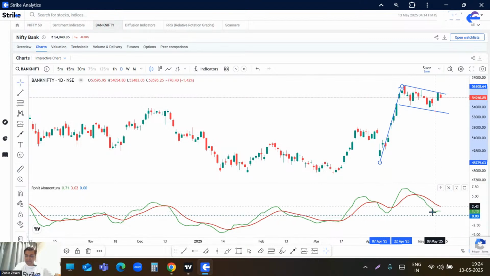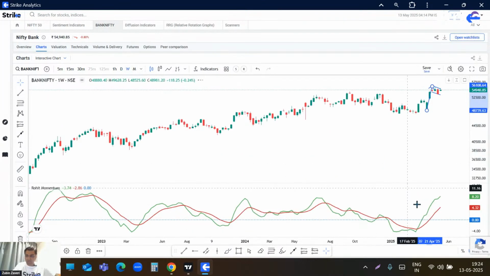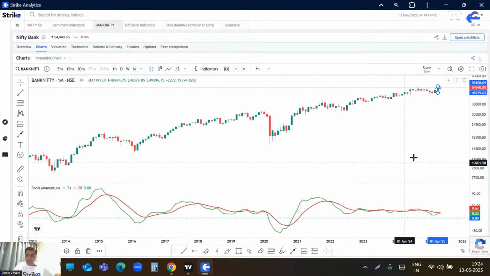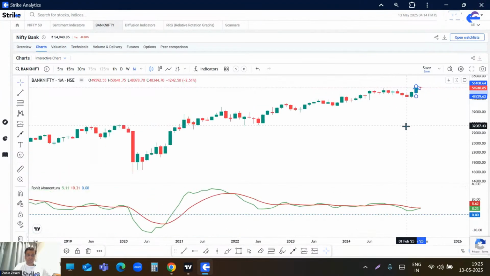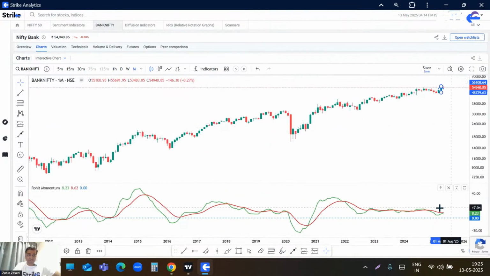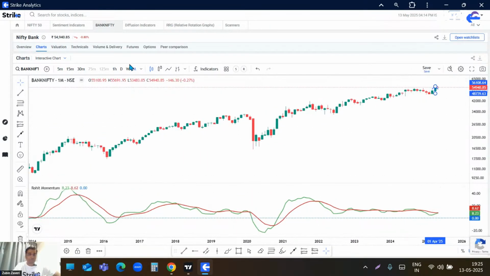RMI on the daily time frame chart is currently in a sell mode, but if we look at the weekly chart, it is in a buy mode. And also if we look at the monthly time frame chart, a little bit more upwards can generate a buy mode on the monthly time frame chart. So on the monthly time frame chart, Bank Nifty can give a new buy signal.